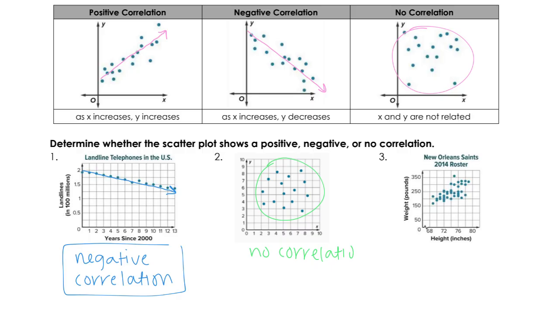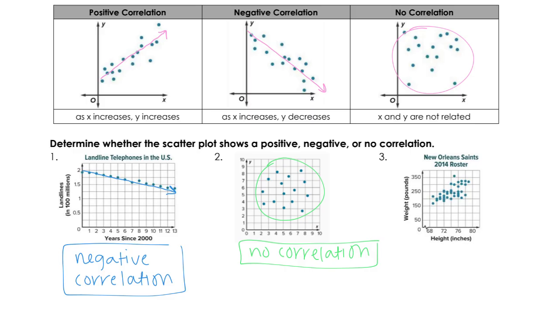Something I do like to bring up that's a good example of something that has no correlation is like your age and your shoe size. Just because you're a certain age does not mean you have a certain shoe size. Those numbers could be all over the place. There's lots of examples of what a no correlation could be, but there's just one for you.